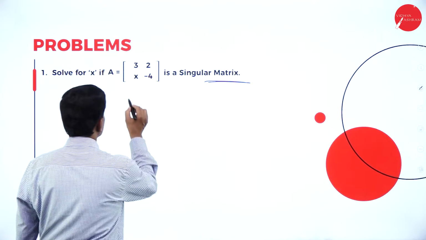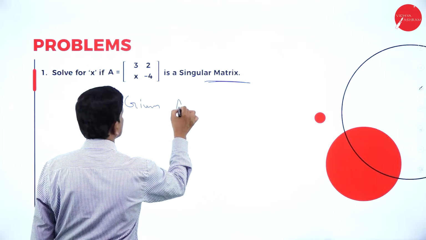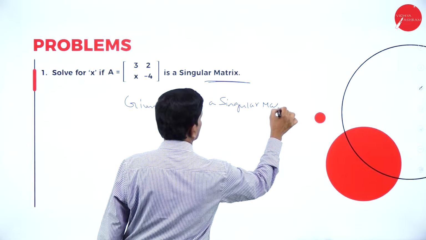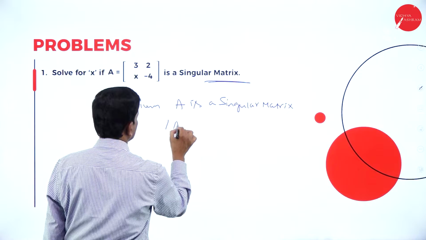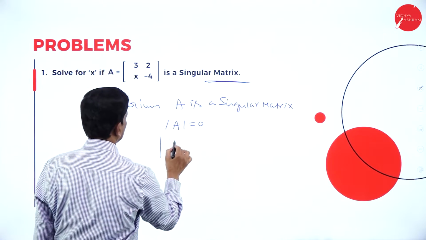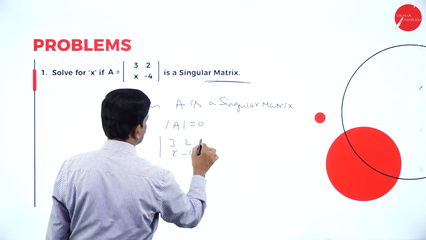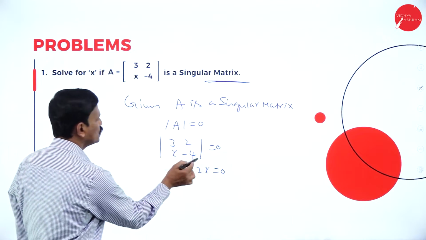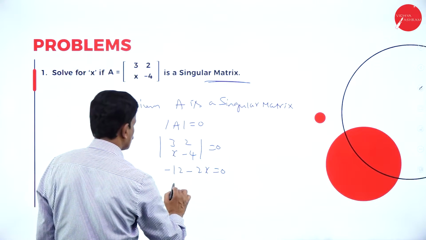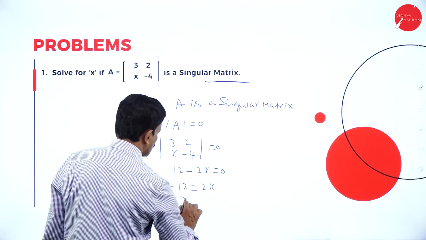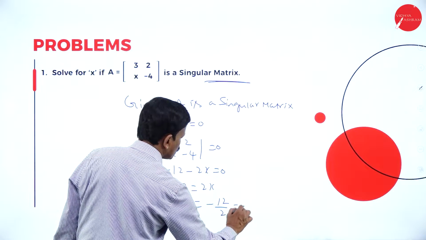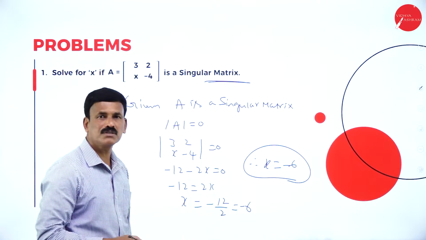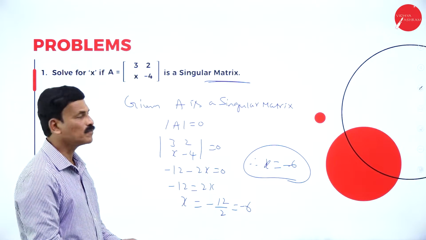Now, according to the definition, what is given? Given that A is a singular matrix. Singular matrix means the determinant of A is equal to 0. That is, the determinant of this matrix [3, 2x; -4 ...] is equal to 0. Simplify. 3 times 4 is 12, minus 2 into x is 2x, so 12 minus 2x is equal to 0, so 2x is equal to 12, x is equal to 12 by 2, that's equal to 6. So, therefore, x is equal to the value obtained. If you do this much, you will get 2 marks. So, a very simple concept. What is given?